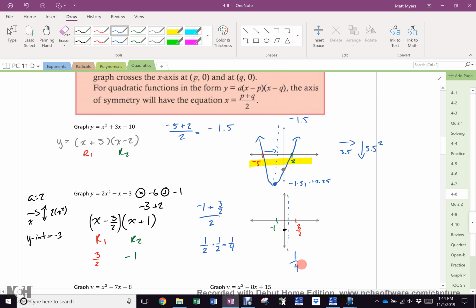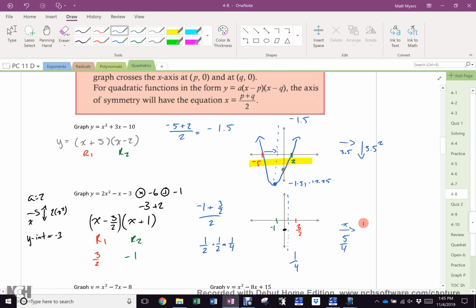1/4, right? Now, again, this is tricky, right? How far do I go to get from negative 1 to positive 1/4? Yeah, see? Nobody likes this one. Yeah, it's 5/4, isn't it? Okay, so 5/4 is my x.